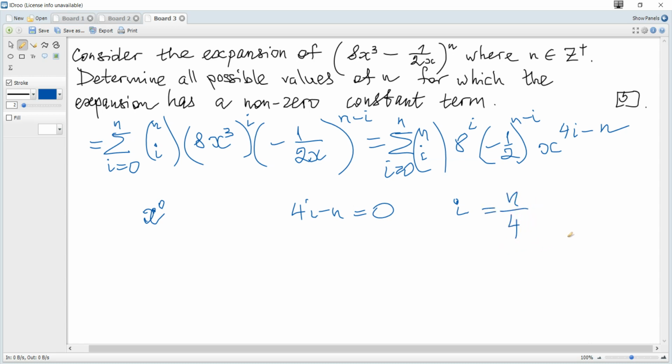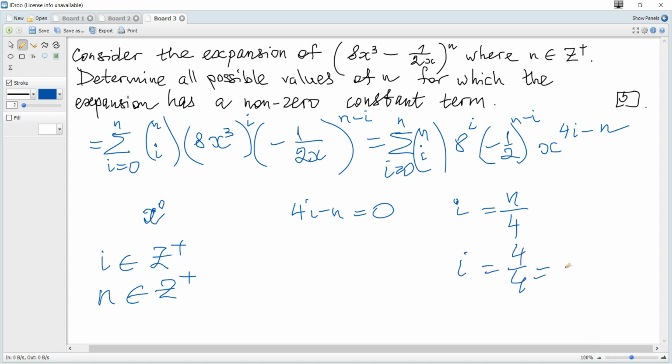What does it mean? And what is i? i is a positive integer from 0 up to n, and n is also a positive integer. For example, if we consider n to be equal to 1, i is 1/4 to get x to the power 0, but i cannot be a fraction, and the first possible value of n is 4, so that we get i is 4 over 4.